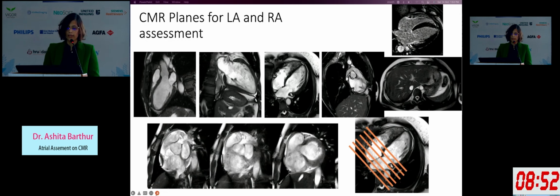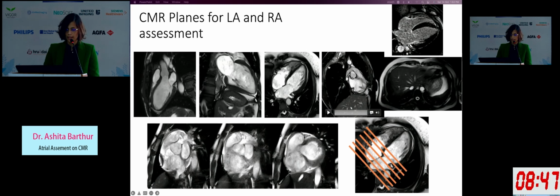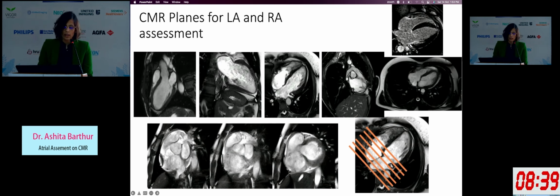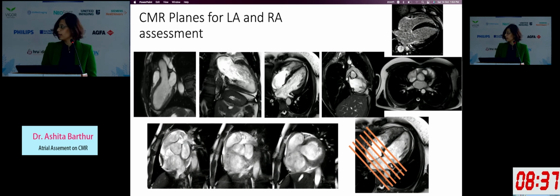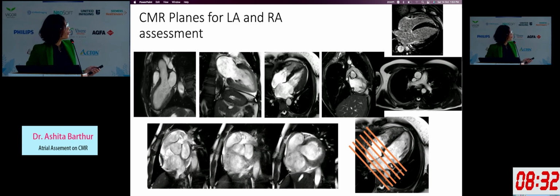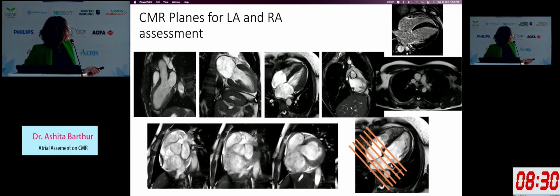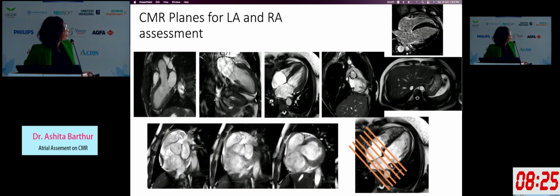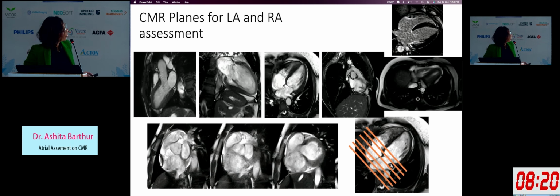So what are the planes in which you can assess the atria? I've included both left atrial assessment as well as right atrial assessment. This is the 3-chamber, 2-chamber, and the 4-chamber view, which I use for the assessment of the left atrium, and the RV 2-chamber view, which is along with the 4-chamber view, used for the assessment of the right atrium.